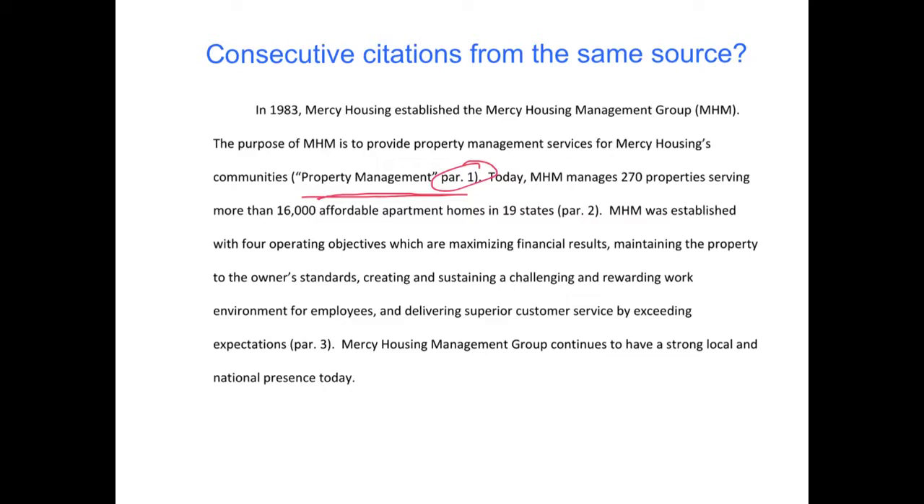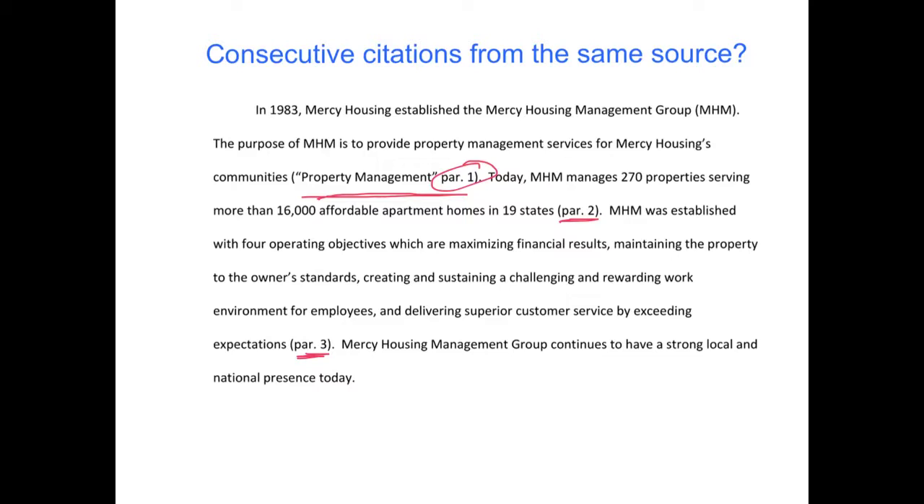Then the next statistic or bit of information he cites is from that same article. Since he hasn't switched sources, he no longer has to include that first element, "Property Management," the first element from the Works Cited page. He just gives the paragraph number. And then the next bit of information he cites is from the same article, and he cites the next paragraph number. So when you have multiple citations in a row that come from the same source, you don't have to keep repeating the author name or the article name.